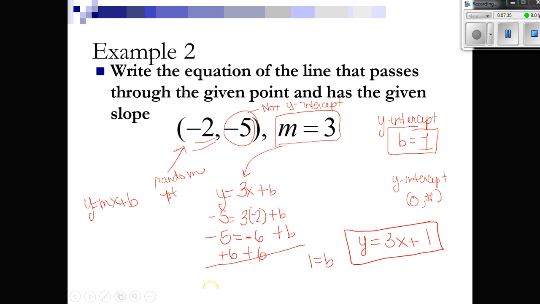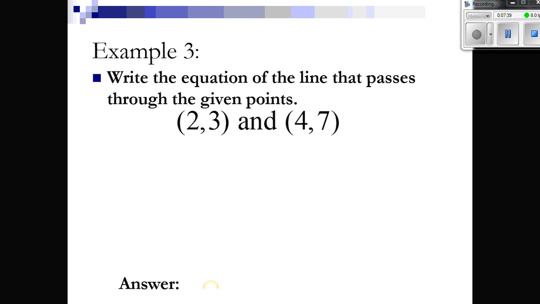So that is example number 2. Let's go ahead and do example number 3. Example number 3 also gives us two different pieces of information again, and it's asking you to write the equation of the line that passes through the given points. Well, now I have two random points.